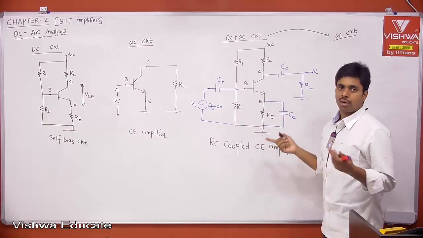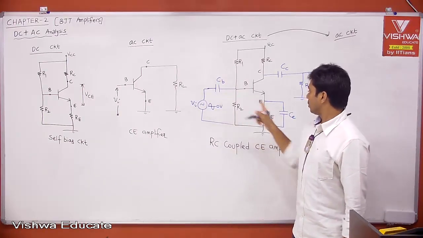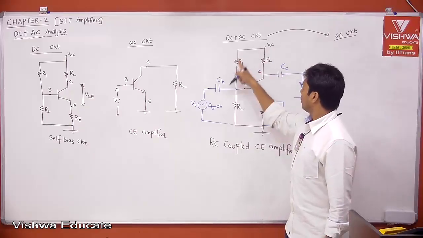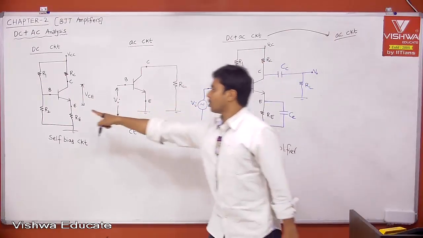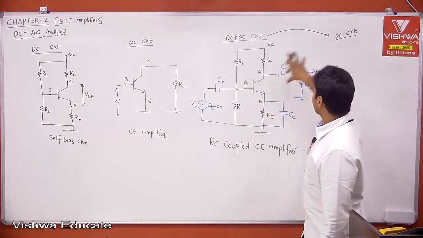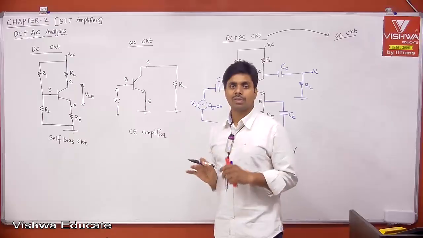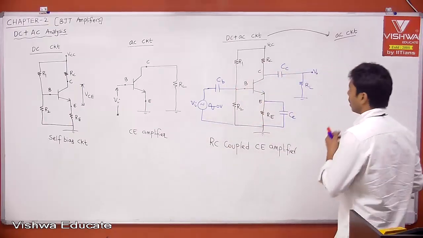I think the DC circuit is straightforward. Why? From this, how will you get the DC circuit? Capacitor open, open, open. This is simply left with the self-bias circuit configuration, which is matching the required circuit. Similarly for the AC circuit, after getting the AC circuit, if that is matching the common emitter amplifier, yes. That is what I am trying to explain, how to get the AC circuit.